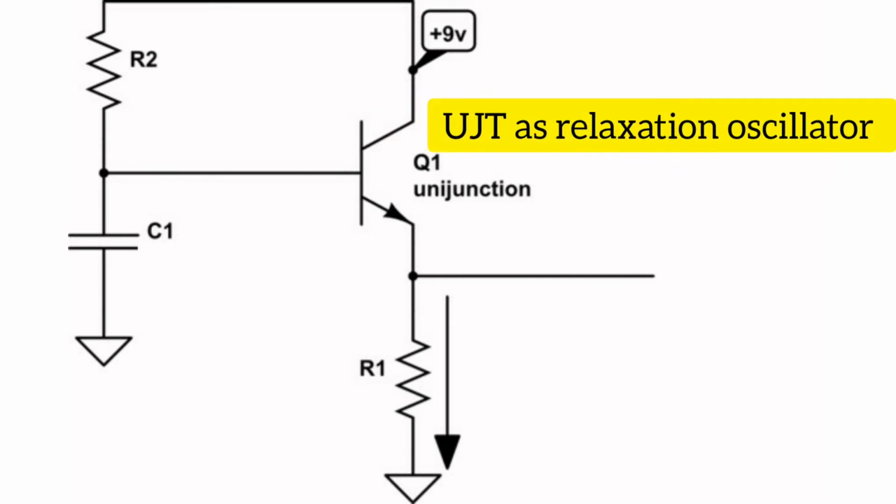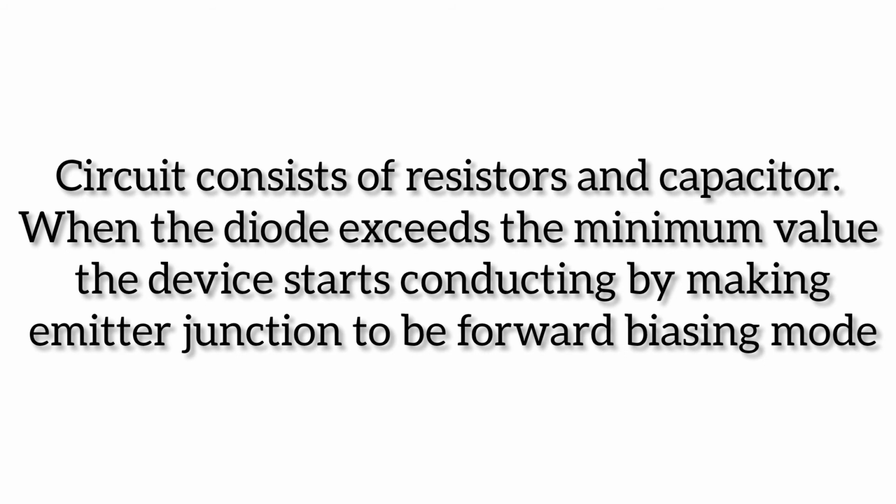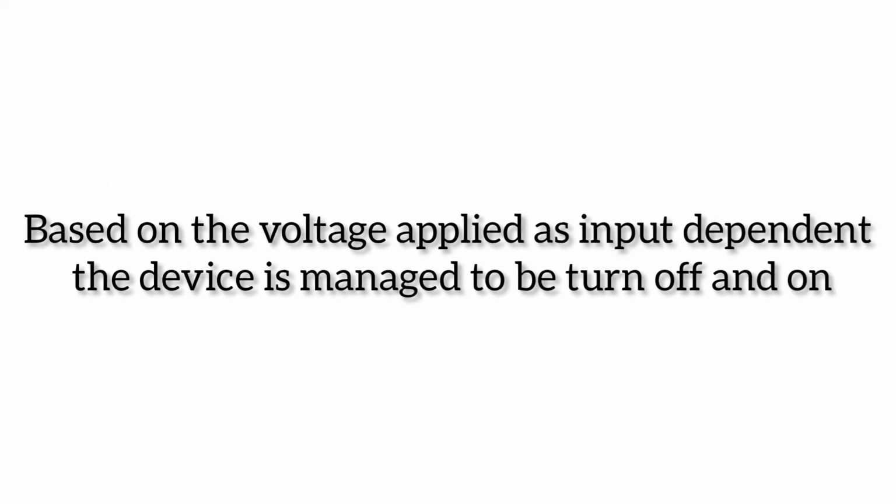UJT as relaxation oscillator. So here is the diagram of UJT as relaxation oscillator. The circuitry of the relaxation oscillator consists of resistors and capacitors. The resistor acts as the limiter of the current. The capacitor tends to charge through the resistor present there, that is R. This charging of the capacitor is exponential in nature. As the voltage exceeds the minimum value, the device starts conducting by making the emitter junction go into forward biasing mode. Based on the voltage applied as input, the device is turned off and on.